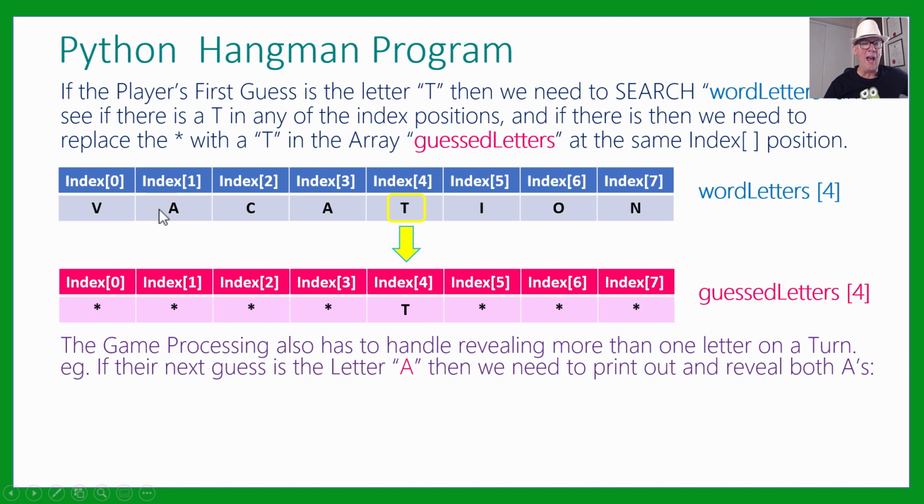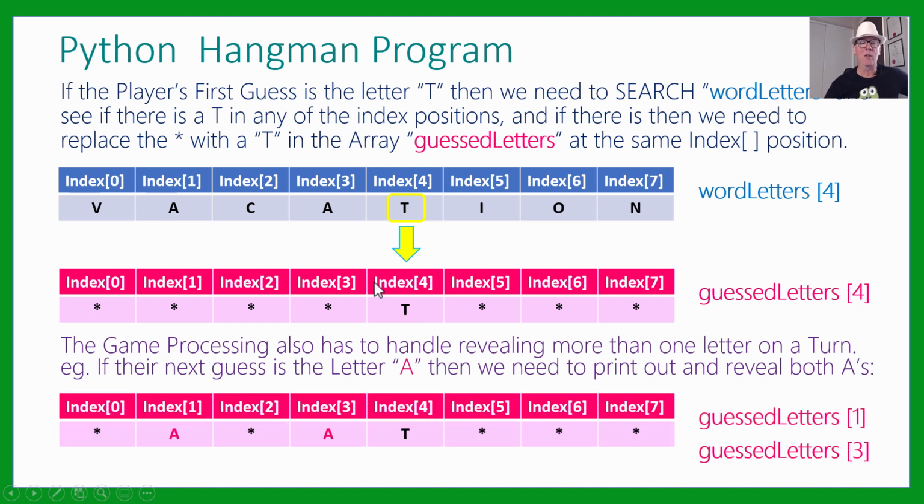And there are two A's in vacation, so we need to make sure our program reveals both of them to the player, okay? So the way you write this in Python, it's going to need to have a loop that goes right through the word. It doesn't stop the first time it finds A, but it'll keep going until it finds all the A's, and it's going to copy them into this guess letters array, which we print out.